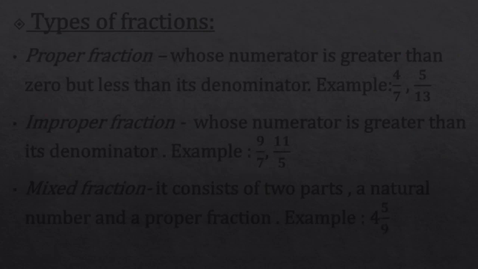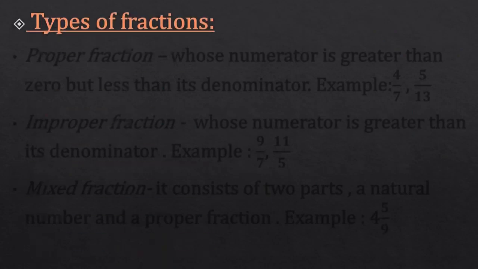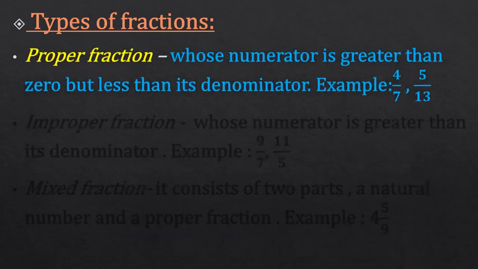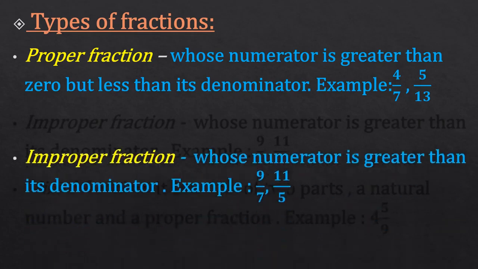Now our next topic is types of fractions. First is proper fraction. A proper fraction is a fraction whose numerator is greater than 0 but less than its denominator. The numerator can't be 0, but it is less than the denominator. Examples: 4 upon 7, 5 upon 13, and there are many more examples.